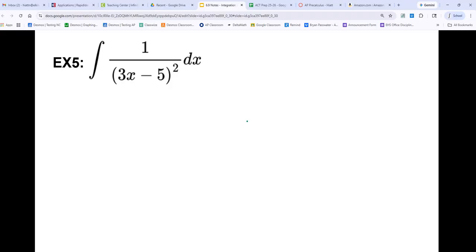Example 5. On this problem, you can do it now, you can do it later, but before I do anything, I would change this to a negative exponent. I would write this as the integral of 3x minus 5 to the negative 2 power. You could also do that later, but I find it a little easier to do it right now.